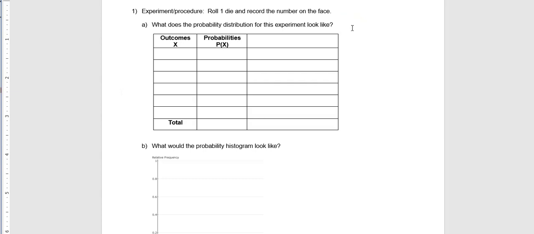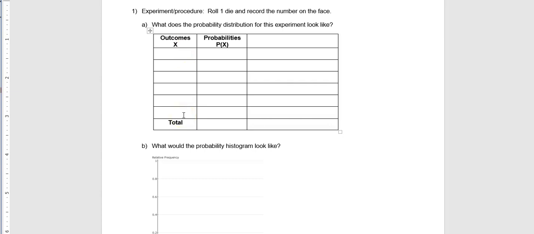When we create a probability distribution, this is going to look a lot like the frequency distributions we did in Unit 1. One of the differences is that for the outcomes, this is going to be a variable. We usually call this x. This is what a random variable is. Random means that it has something to do with probabilities.